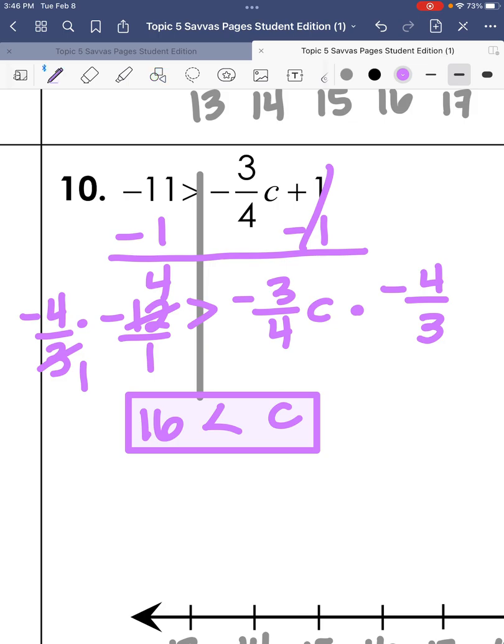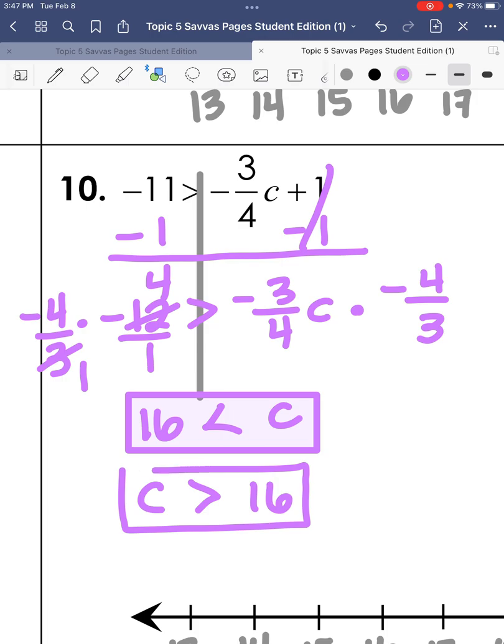Can I write it though, so that I have c over here and 16 over here? Yeah, I sure can, but be careful with your sign. Notice the open side is with the c. So that means I need to flip it and keep the open side with the c. c is greater than or equal to 16 is also an acceptable answer. So now that we have two answers, they're equivalent answers, so the graph will be the same.